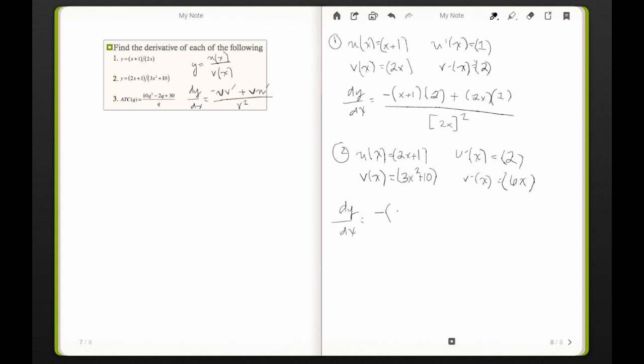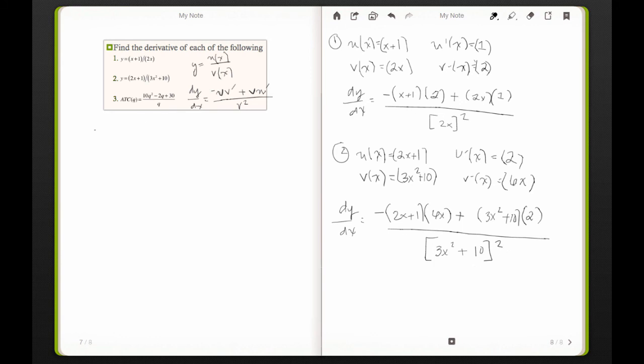Okay, is equal to 2x plus 1 times v prime, which is 6x, plus v of x, which is 3x squared plus 10, all times u prime of x, which is 2. And divide that whole thing by that v function squared. So here's this v function. I like to put it in brackets, and then I'm just going to square it. And you can leave it just like this.